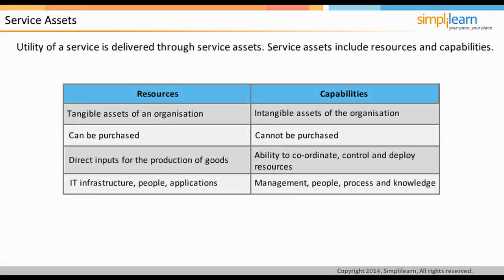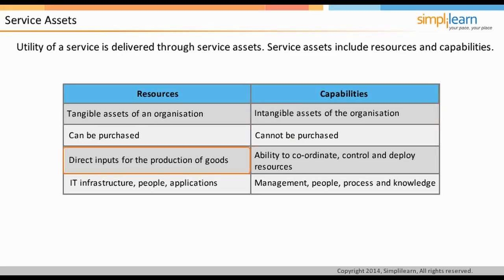Utility of a service is delivered through service assets. Service assets include resources and capabilities. Both are equally important, and a service provider cannot exist without them. Resources are the tangible assets of an organization that can be purchased to deliver the service. Capabilities, on the other hand, are the intangible assets of an organization and cannot be purchased, but have to be developed and maintained over a time span.